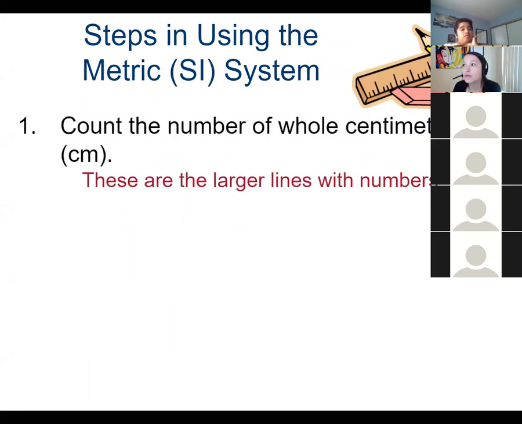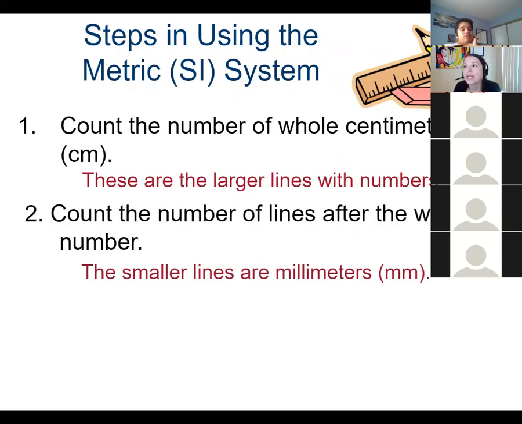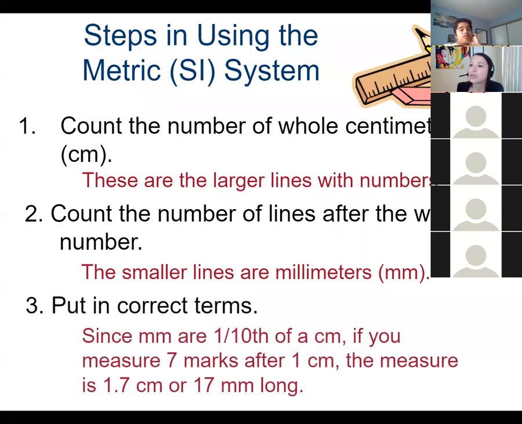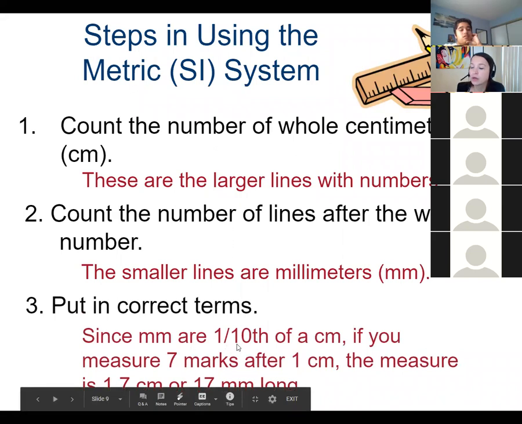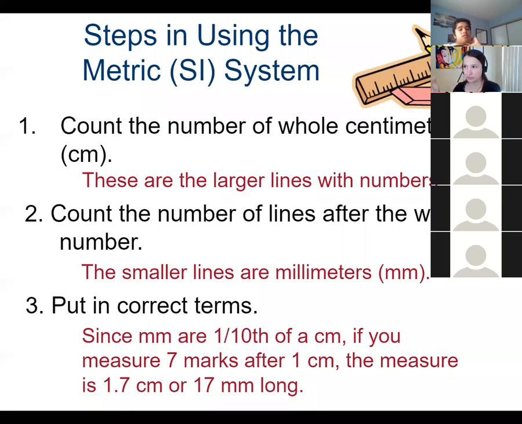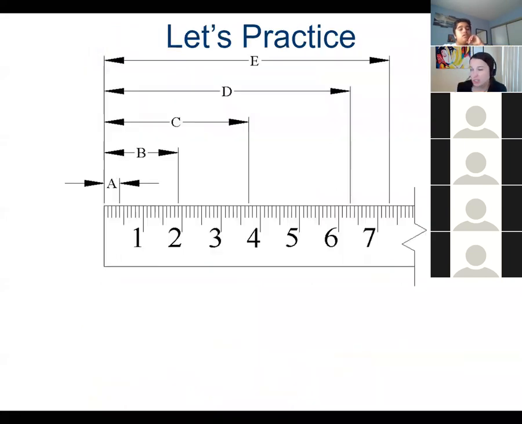Okay, so here are the steps to do this. You're going to count the whole numbers. Then you're going to count the little tiny lines after that to give you your decimal. Put in correct terms, since millimeters are 1/10 of a centimeter, if you measure 7 marks after the 1, the measurement is 1.7 centimeters or 17 millimeters. Just like the other ruler, once we start practicing, it makes more sense than reading this. Practice makes hopefully perfection.